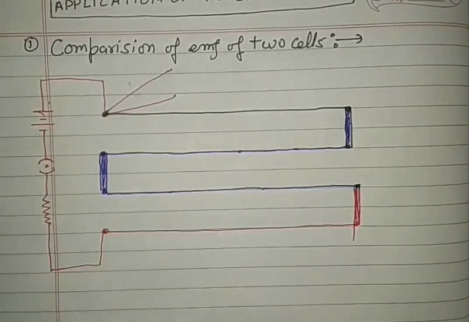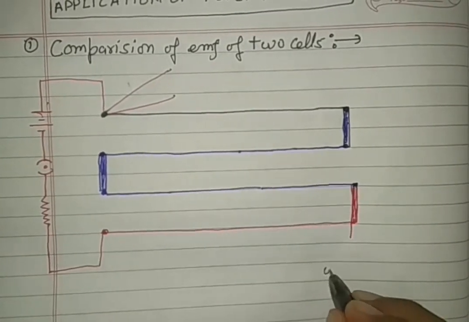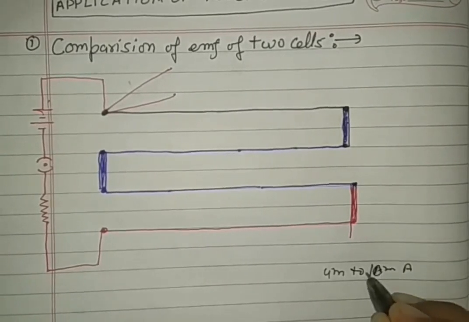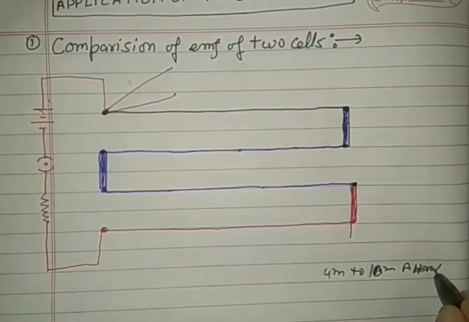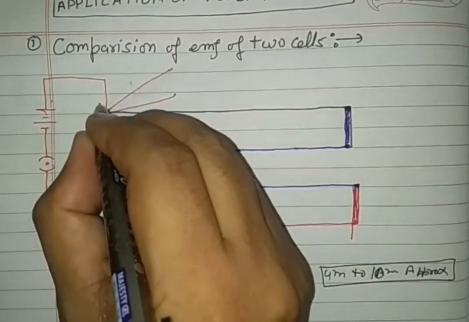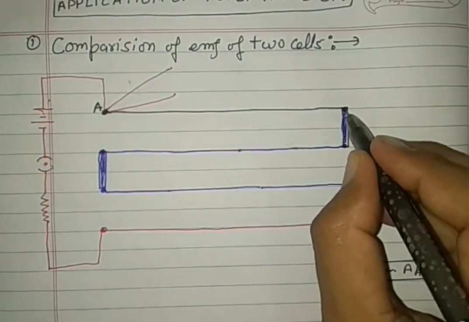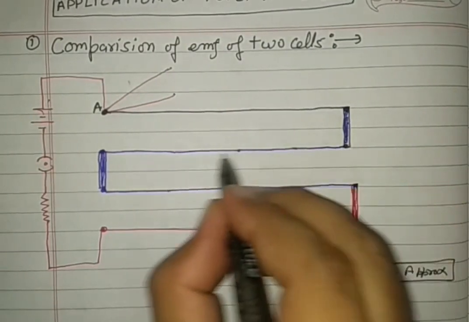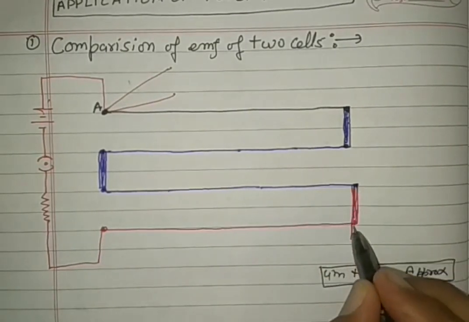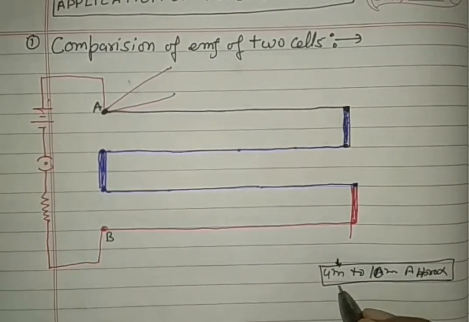This is the actual diagram of a potentiometer. I told you the potentiometer wire is from 4 meter to 10 meter approximately. Here in this diagram we have a 4 meter wire. It starts from terminal A, moves up to here. A copper strip is here. Again 1 meter is here, copper strip, again 1 meter here, and this up to B, there is 4 meter of wire given.